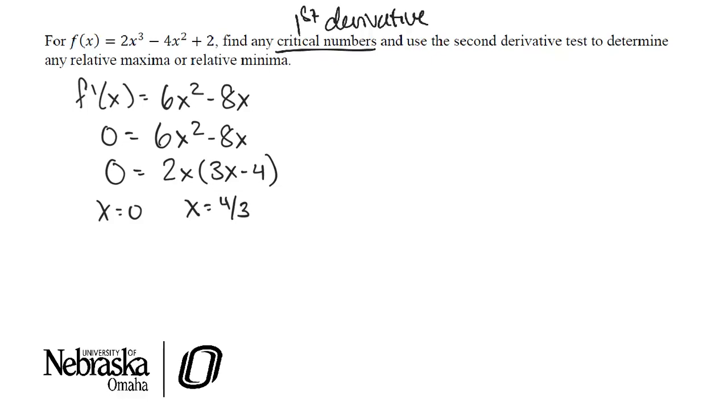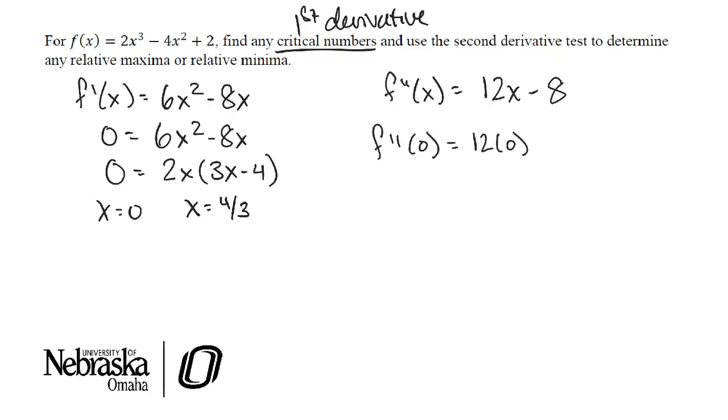Okay, so now we find our second derivative to determine the concavity. And whether it's concave up or concave down will tell us whether these critical points are relative maximum or relative minimum. So our second derivative is 12x minus 8. If we plug in 0, our first critical number, we get -8, which means it's concave down, shaped like this. So that means our critical point where the slope is changing is a relative max.